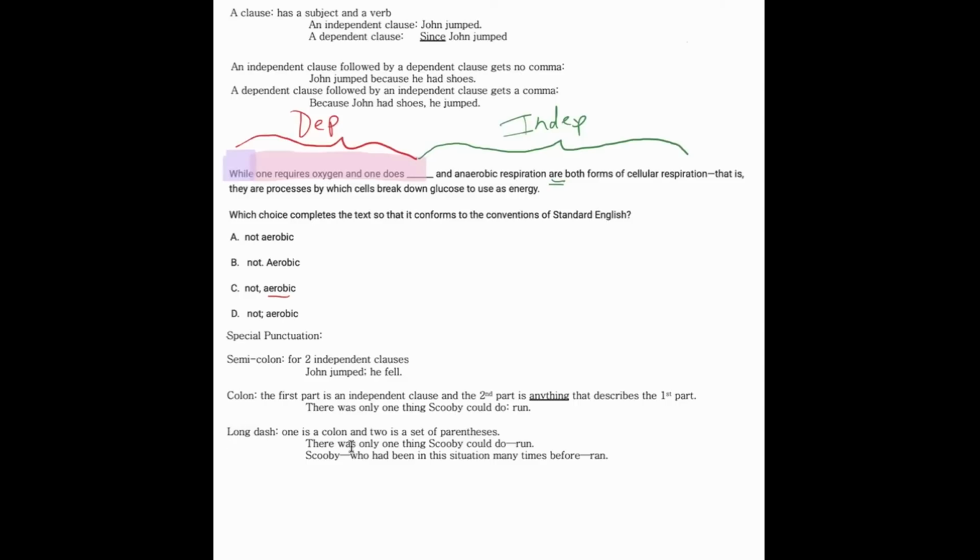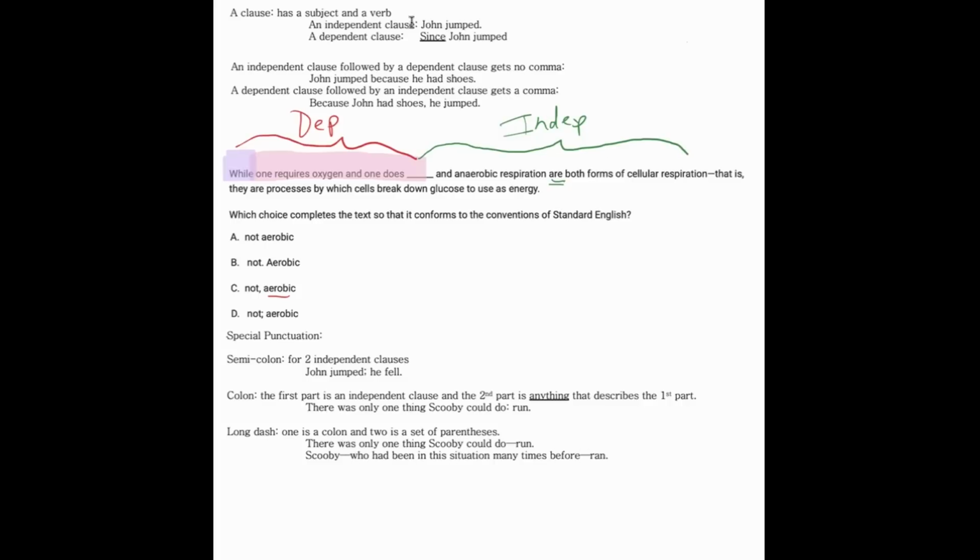And then for the long dash, 1 long dash is a colon and 2 long dashes is a set of parentheses. So there was only one thing Scooby could do, long dash, run, or Scooby, who had been in this situation many times before, ran. So there in the second part, you have 2 long dashes functioning as a set of parentheses with what we refer to as a middle modifier in the middle.